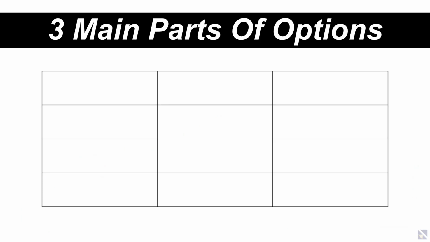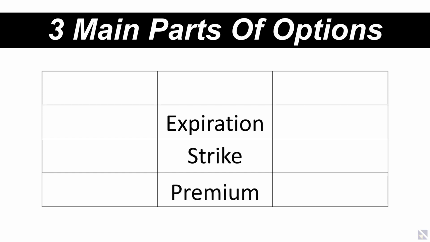Now, there are three main parts of an option that I want to talk about. There's the expiration date, there's the strike price, and there's the premium. In other words, the price of the option. For every option trade, there's going to be a buyer and there's going to be a seller.